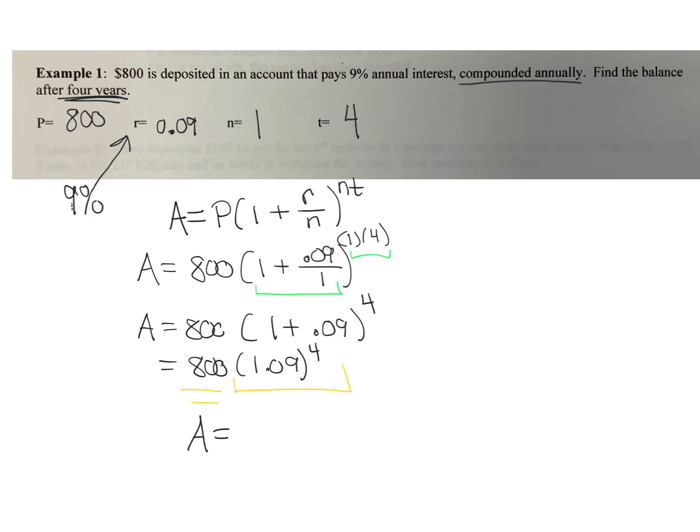And it's money, so please keep in mind that when it is money, you are going to round to 2 decimals, because we do cents in 2 decimal places. You should have got that it is $1,129.27.